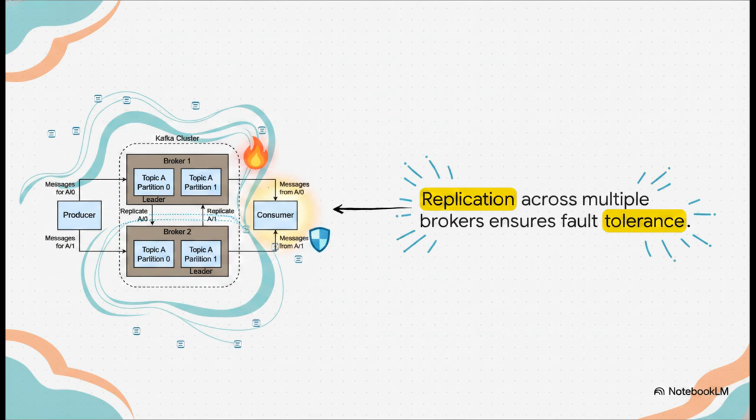But in the background, you have follower brokers constantly copying that exact data. If a broker physically goes up in smoke, a follower that has a perfect, up-to-date copy just seamlessly steps up to become the new leader. Bam! No data loss, and high availability is maintained.